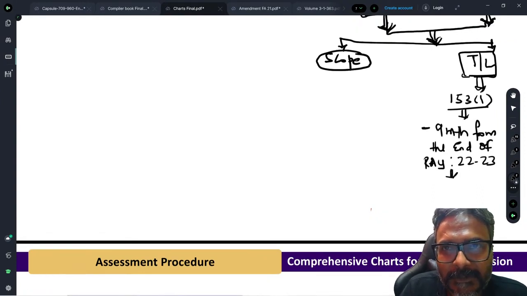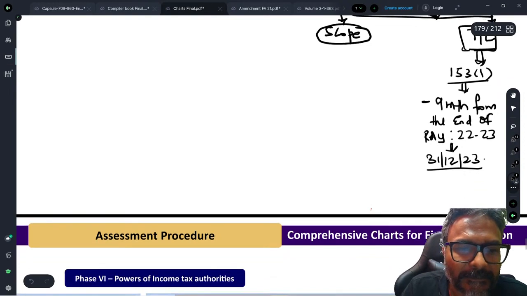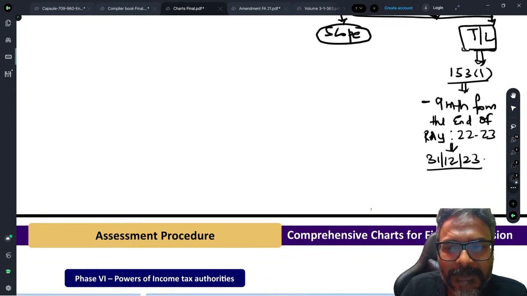31st of what? 31st of December 2023. Can we all say this? 31st of December 2023. So this becomes the time limit in this regard. 31st of December 2023 becomes the time limit: 9 months from the end of the relevant AY. AY is 22-23, and therefore it becomes 31st of December 2023.